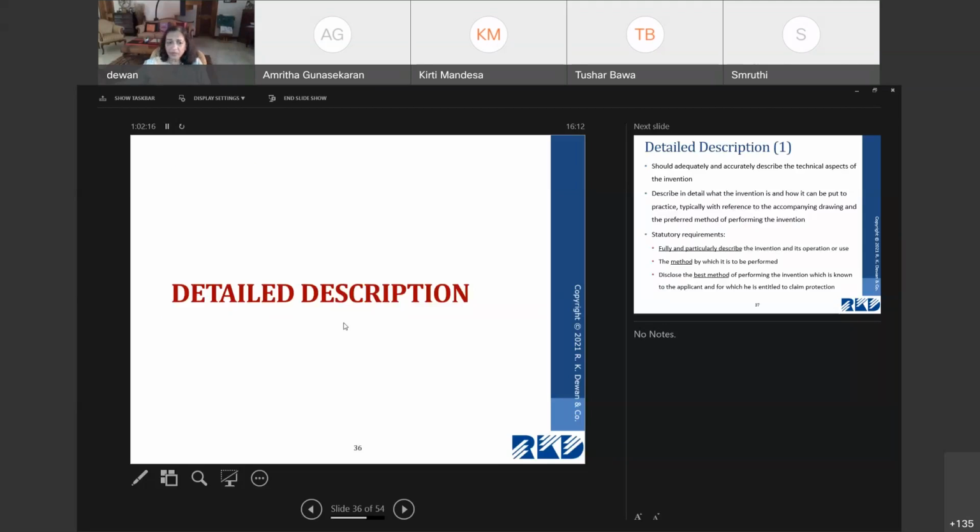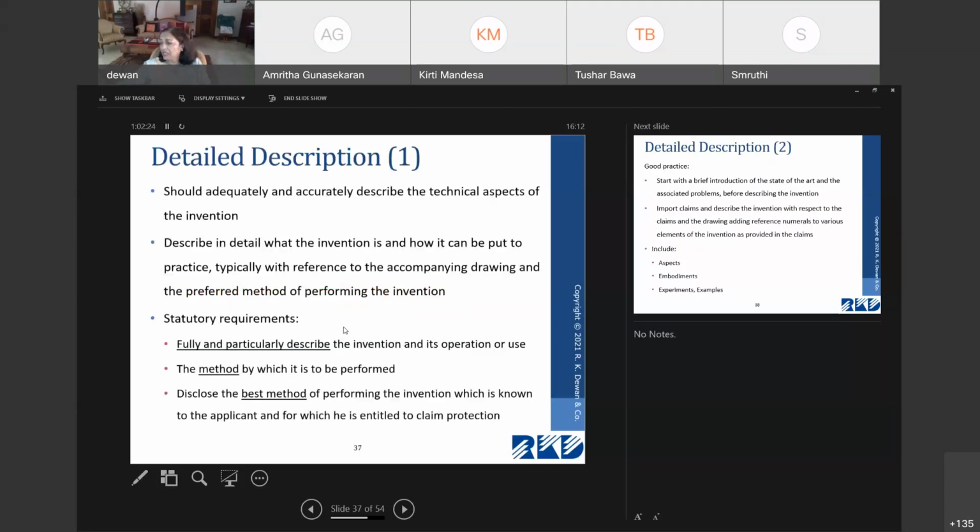Now, the next thing is the detailed description. In the detailed description, of course, you have to start writing in great detail about the invention itself. The first requirement of a patent specification is that you should adequately and accurately describe the technical aspects of the invention.